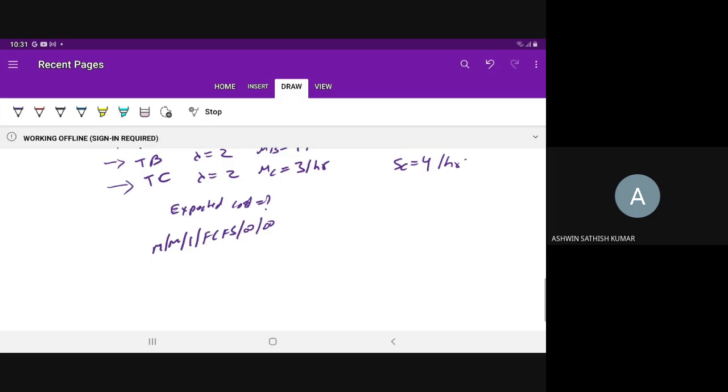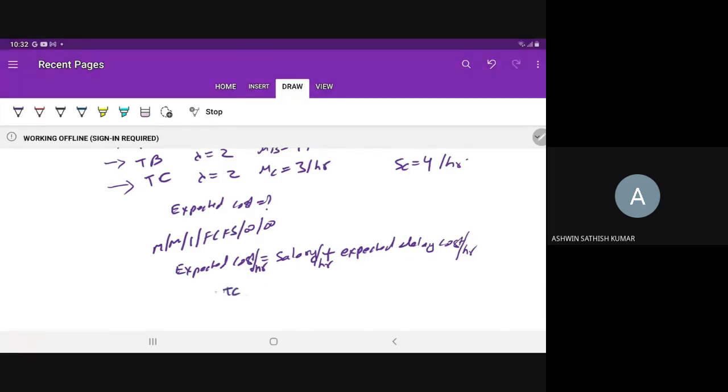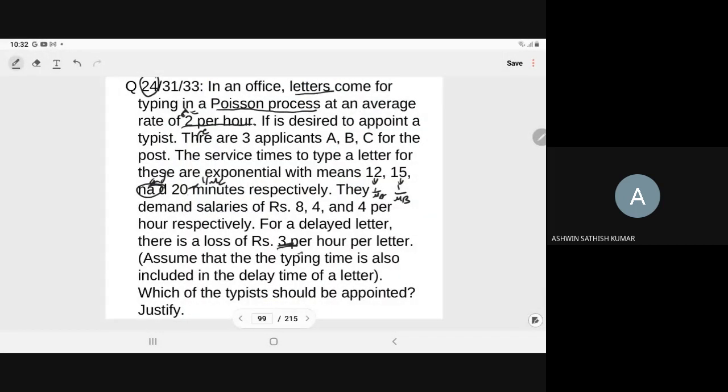And we know what the expected cost is. Expected cost will be salary plus expected delay cost. So per hour we have to compute salary per hour and expected delay cost per hour. If you want to compute the expected total cost for typist A, it will become salary per hour, which is given as 8, plus expected delay cost. Expected delay cost is given as 3 per hour per letter.